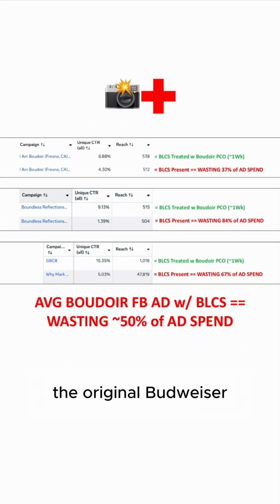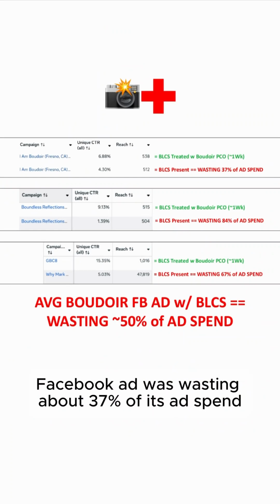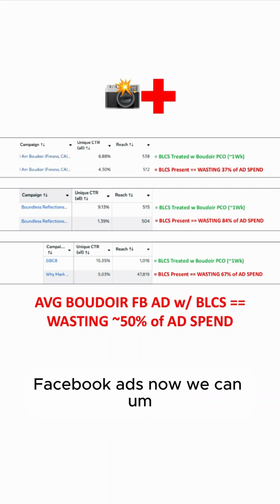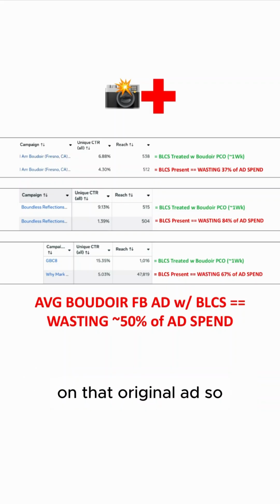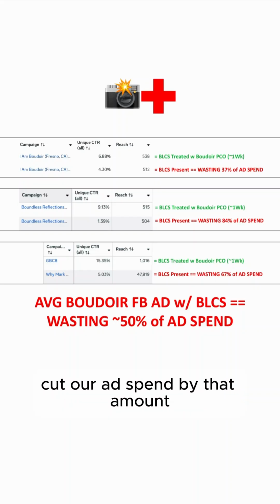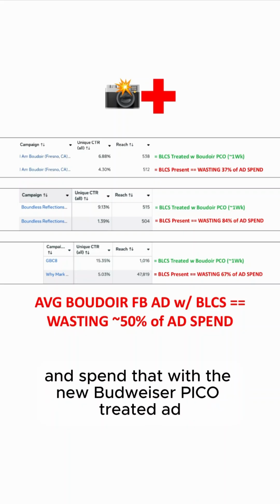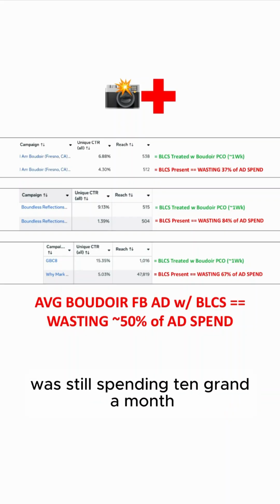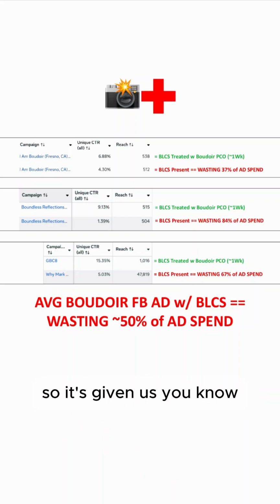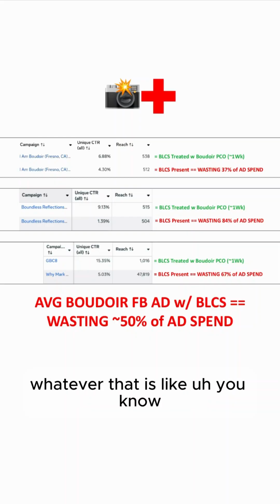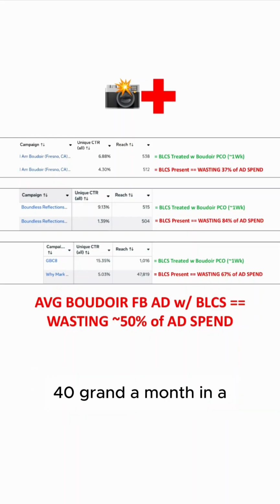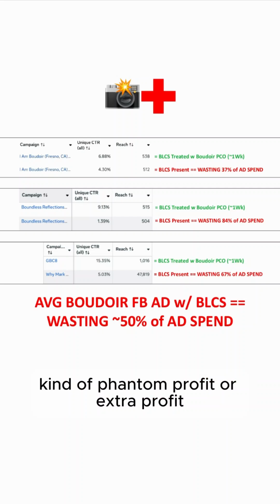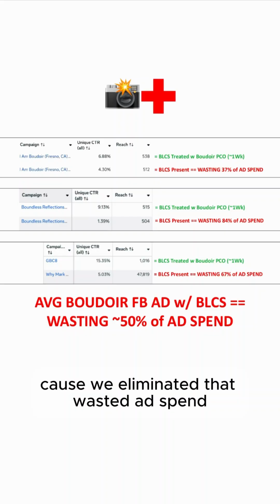We found out the original Boudoir Facebook ad was wasting about 37% of its ad spend. So if they're spending 10 grand a month on Boudoir Facebook ads, basically 3,700 bucks a month was being wasted on that original ad. So we can cut our ad spend by that amount, pocket it, only spend 6,300 bucks a month on the new Boudoir Pico treated ad, and get our ad into the same number of women's brains as if the original was still spending 10 grand a month. So it's given us 3,700 bucks a month times 12, like 40 grand a year in phantom profit, or extra profit, because we eliminated that wasted ad spend.